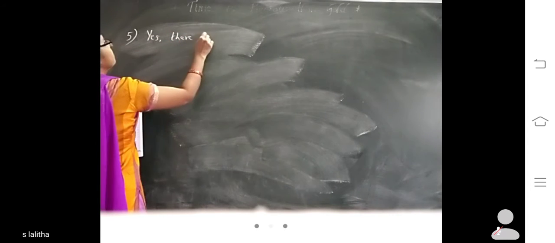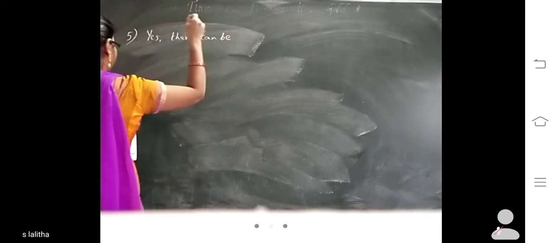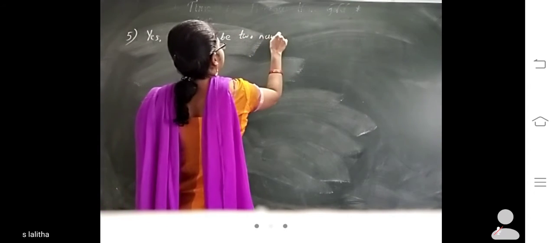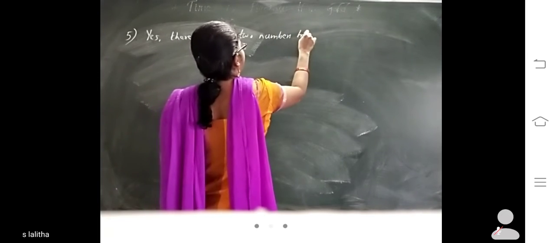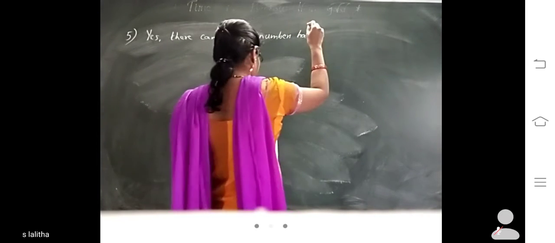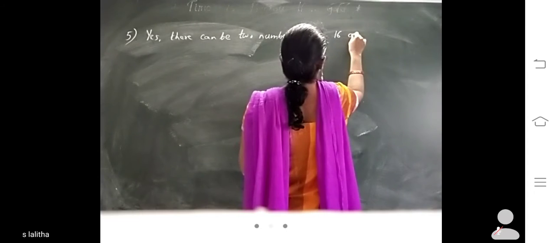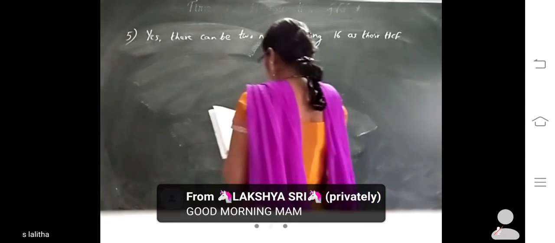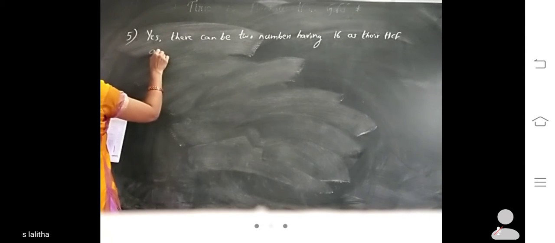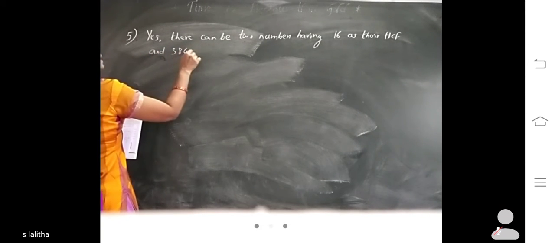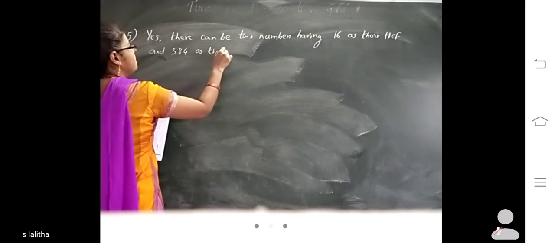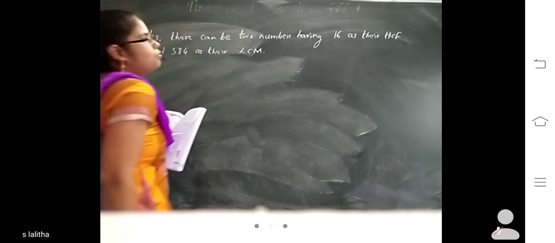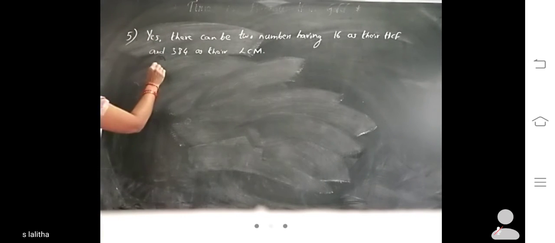Yes, there can be two numbers having 16 as their HCF and 384 as their LCM. What is the reason you have to write? Reason.